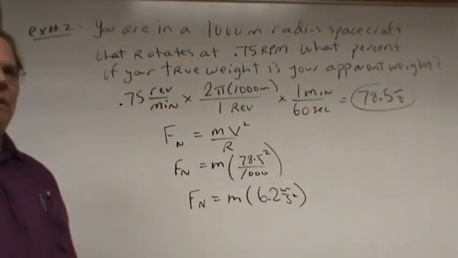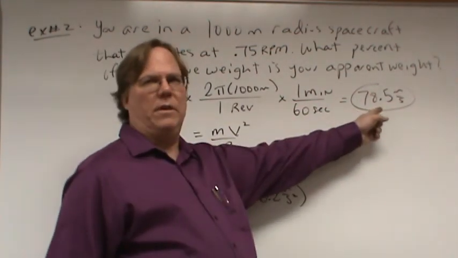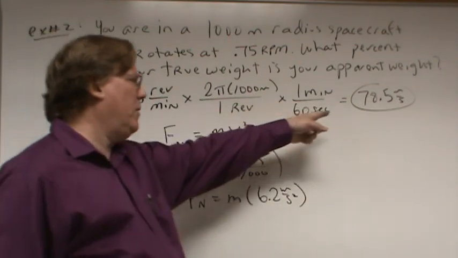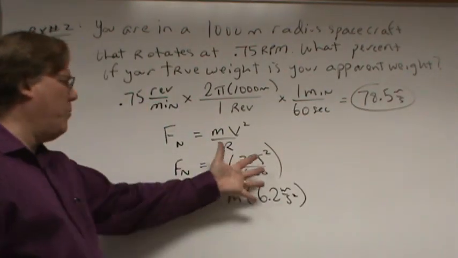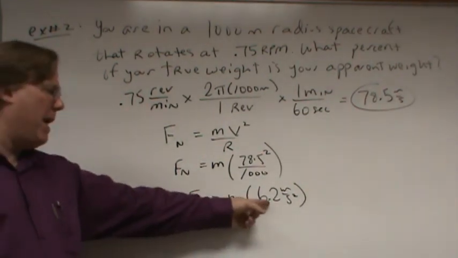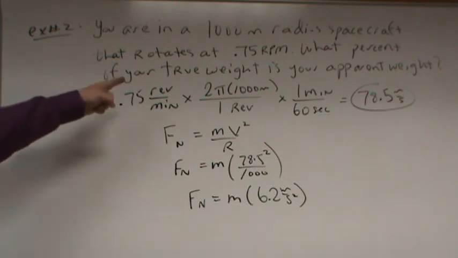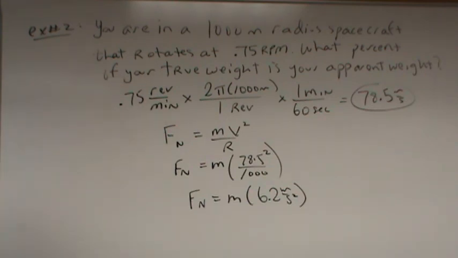Okay, hey guys, the bell's going to ring soon, so I'm hoping you're okay with this conversion from RPM to meters per second, 78.5. Then you plug into here, and I ended up with my normal force being my mass times 6.2 meters per second squared. So tell me, how do I answer the question, what percent of my true weight is my apparent weight? What should I do? You cancel out the masses.